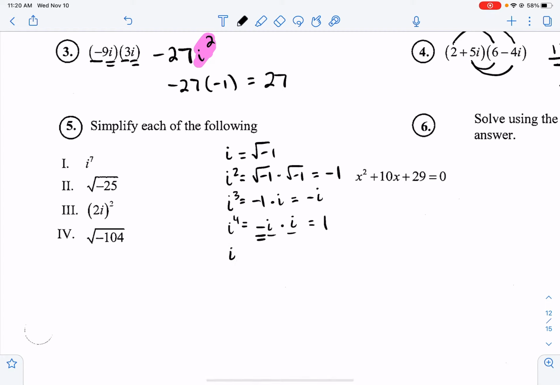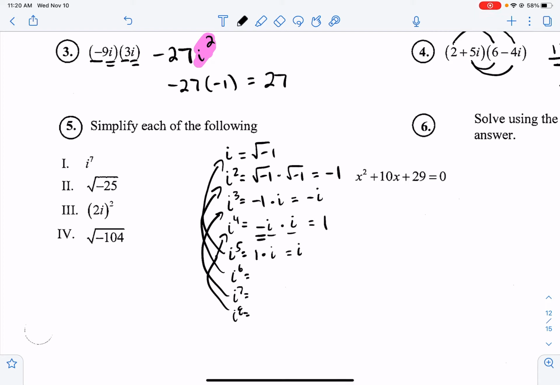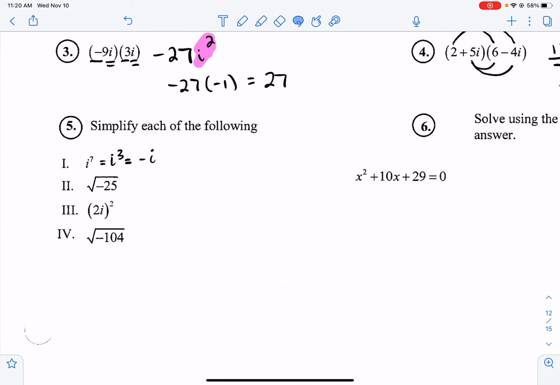So now if I take i to the 5th, I start over. i to the 5th is just 1 multiplied by i, so that's just i. i to the 6th becomes the same as i squared. i to the 7th is the same as i to the 3rd. i to the 8th is the same as i to the 4th. So the pattern just repeats every 4 numbers. So i to the 7th is the same as i to the 3rd power, which we said was negative i. Not something I'm going to test you on this year, but it is something that the ACT likes to bring up, and it's something I think you should be able to see.